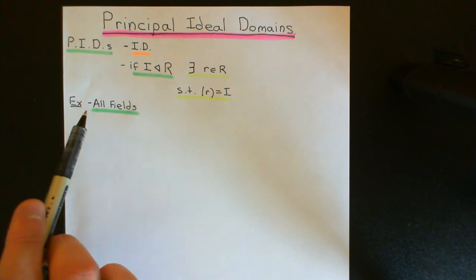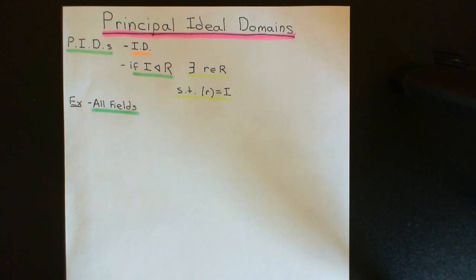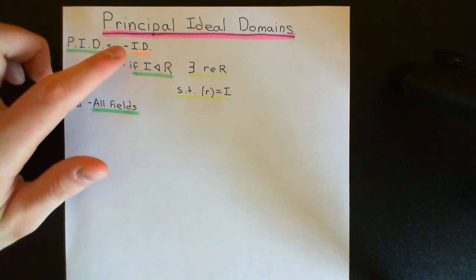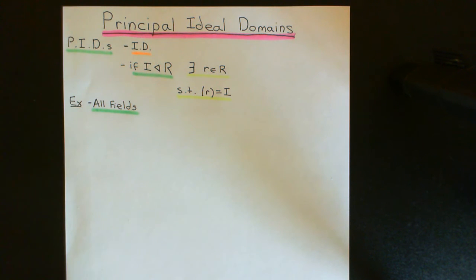Okay. Oh, and I should stress also, all fields are integral domains. As soon as you insist on all non-zero elements having multiplicative inverses, then you can prove very simply that you can't multiply two non-zero elements together and get 0 in a field. Okay, so all fields are integral domains, and it is the case that all ideals are principal in a field. Okay, so they satisfy the criteria for a principal ideal domain.